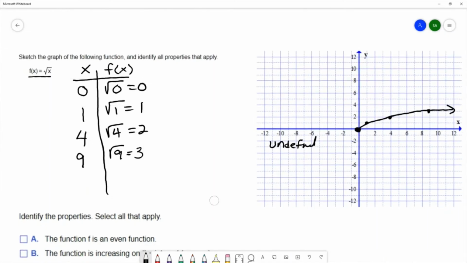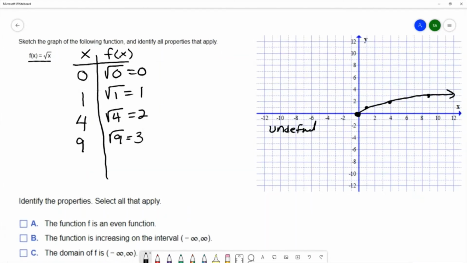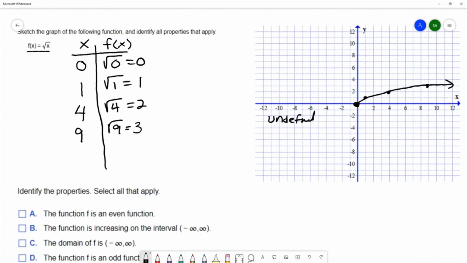The first property says the function is an even function. For you to have an even function, you need to have y-axis symmetry. So you need to have a mirror image over the y-axis. Whatever you have to the right of the y-axis, you also need to have to the left. If we take a look at quadrant 1, comparing it to quadrant 2, you can see that we don't have a mirror image over the y-axis, so we would not select this property.